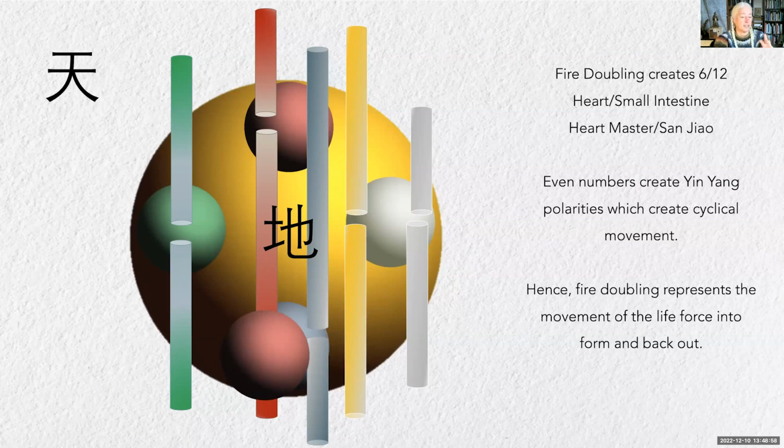So we have the fire, the emperor fire and the minister fire. The emperor fire is associated with the heart, and the ministerial fire is associated with the Mingmen and the lower jiao. So when we go from 5 to 6, we have this doubling of fire. Here's a static image, but it really represents the fact that fire is vacillating. It goes in between, it moves constantly. Hence fire doubling represents the movement of the life force into form and back out again.